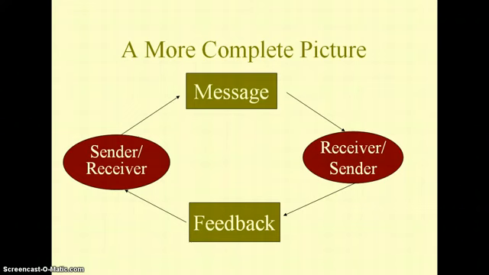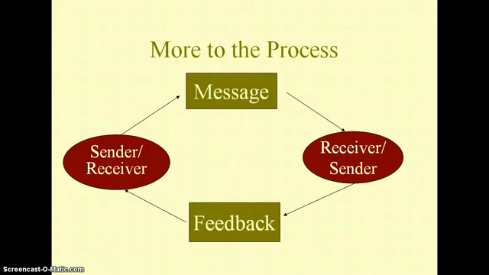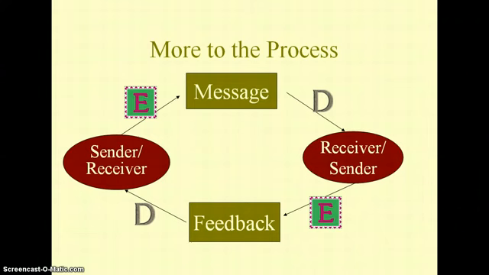Now, it's not always that simple, and it doesn't always work as smoothly. There's more to the process. The sender needs to encode their message. The sender-receiver encodes their message, and the receiver-sender encodes their feedback. When I choose to say hello or smile, I need to encode it in such a way that it is very likely it will be received correctly. Also, though, on the receiver end, the sender-receiver and the receiver-sender as well, they need to be able to decode that message correctly as well.